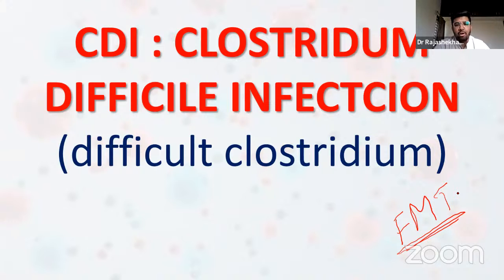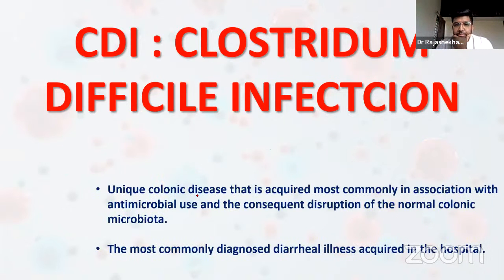in the gastrointestinal department. So basically, the name came from the difficult Clostridium. This was difficult to culture in earlier days. So that's why they named it Clostridium difficile. So this is a unique colonic disease. Clostridium difficile infection is a unique disease, which is acquired most commonly in association with antimicrobial use and the consequent disruption of the normal colonic microbiota. So there have to be two pre-existing conditions to acquire this CDI. There has to be a disruption of the normal colonic microbiota, and there has to be the use of an antibiotic.